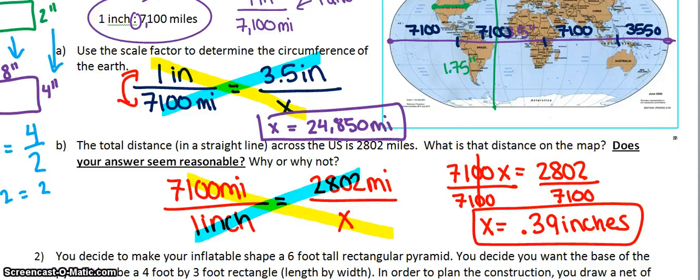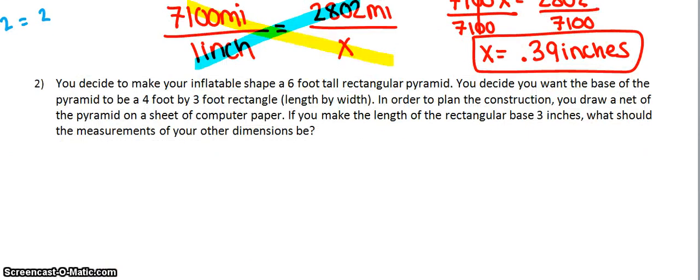Okay, which makes sense. Basically what you're doing is you're reducing the size. So I started with miles. I wanted to reduce the size to inches. So if your scale factor is multiplying by 7,100 here, to get the scale factor here, you'd have to divide by 7,100. If you divide, you'd reduce. So it's like enlarging something by 2 versus reducing something by 2. Either multiply or divide by 2.